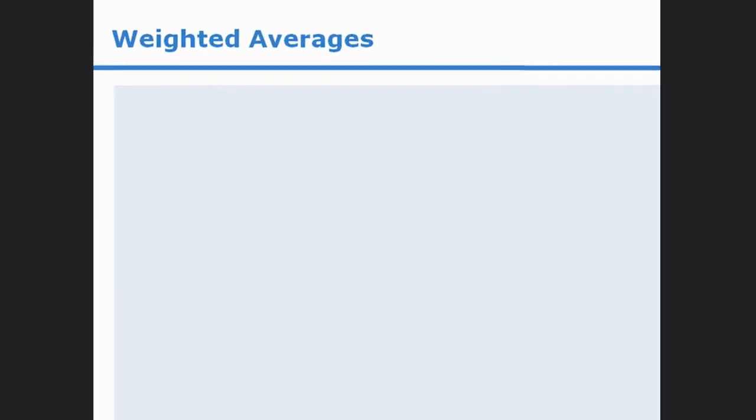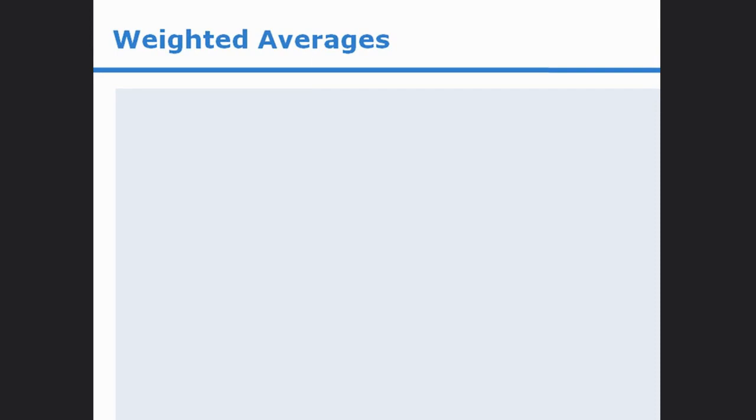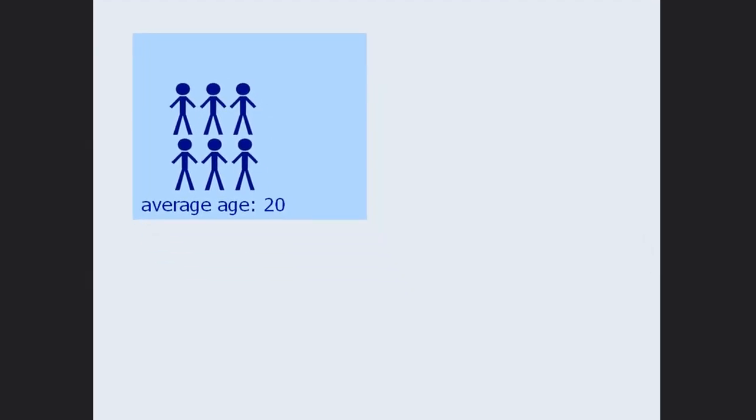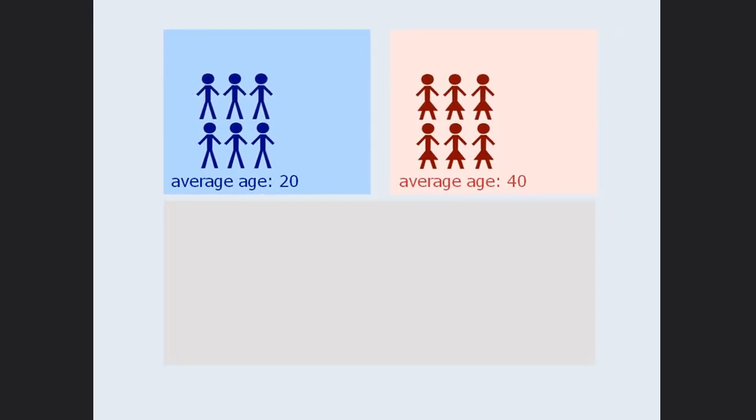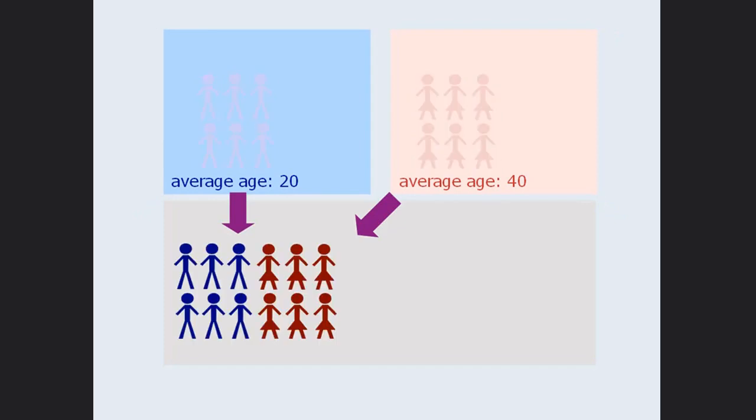In this lesson, we will learn how to calculate weighted averages, and we will learn some general properties of weighted averages. To set this up, consider the following. Let's say we have 6 men and their average age is 20, and we have 6 women and their average age is 40. Now what happens if we combine these two groups? What will be the average age of the combined population? Well, if you said 30, you're right.